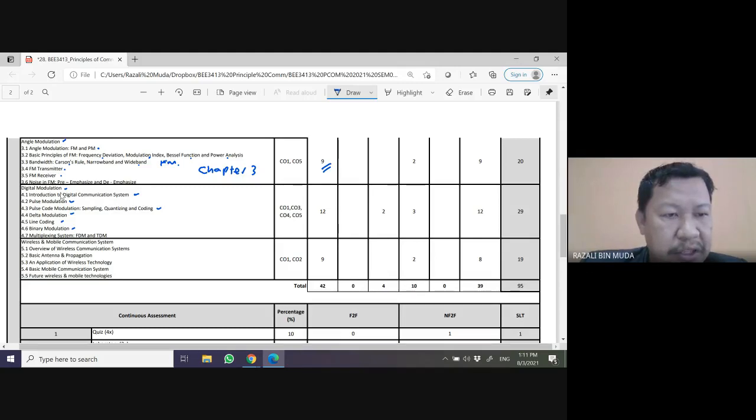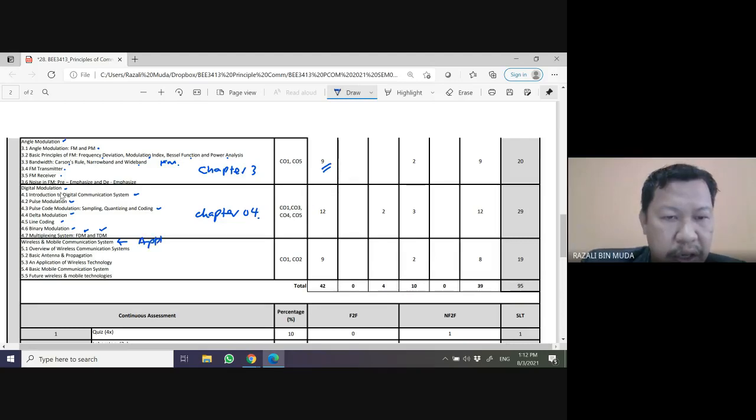At the end of this digital modulation chapter, we will discuss some ideas about multiplexing systems, where we will discuss FDM, frequency division multiplexing, and also TDM, time division multiplexing. Okay, so this is chapter 4. The last chapter, we will discuss basically more on application.